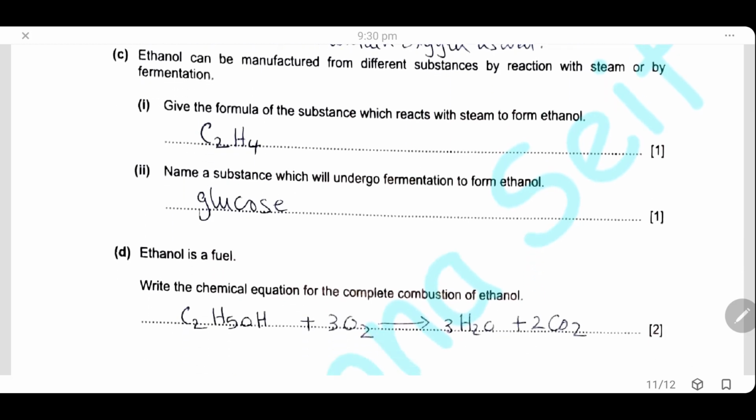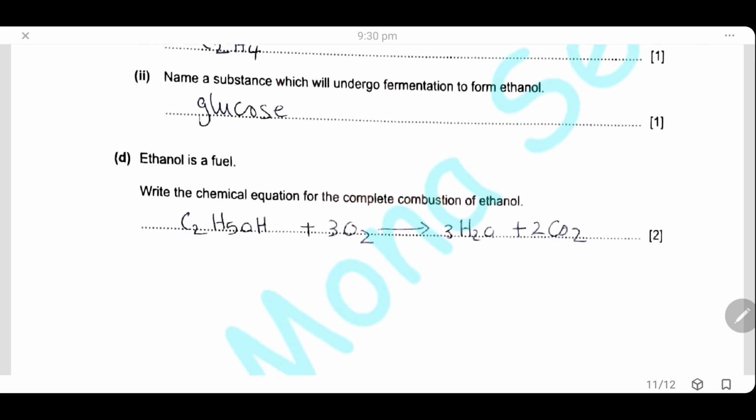Ethene reacts with steam to form ethanol in a hydration reaction, a reaction with water. Name a substance which will undergo fermentation to form ethanol. Glucose undergoes fermentation using yeast and it will form ethanol. Ethanol is a fuel. Write the chemical equation for the complete combustion of ethanol. When ethanol burns in the presence of oxygen, it will give carbon dioxide and water. And here again, you have to balance the equation.